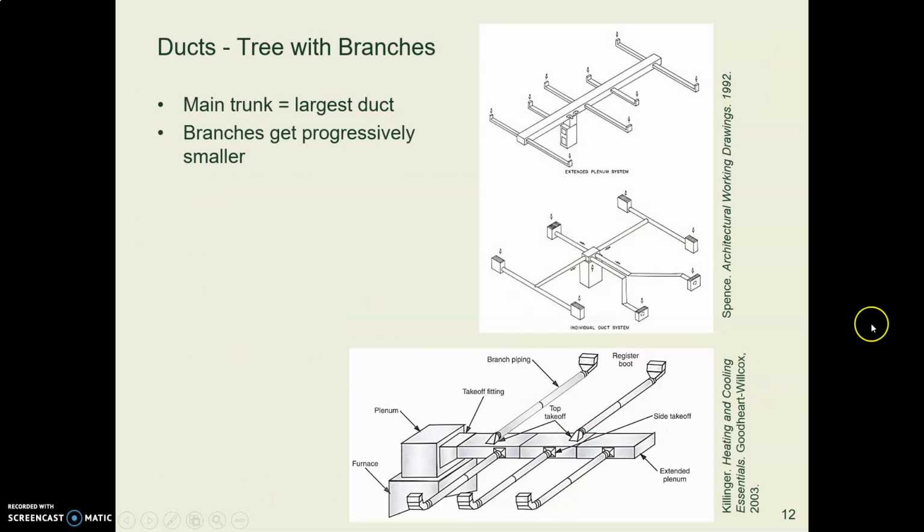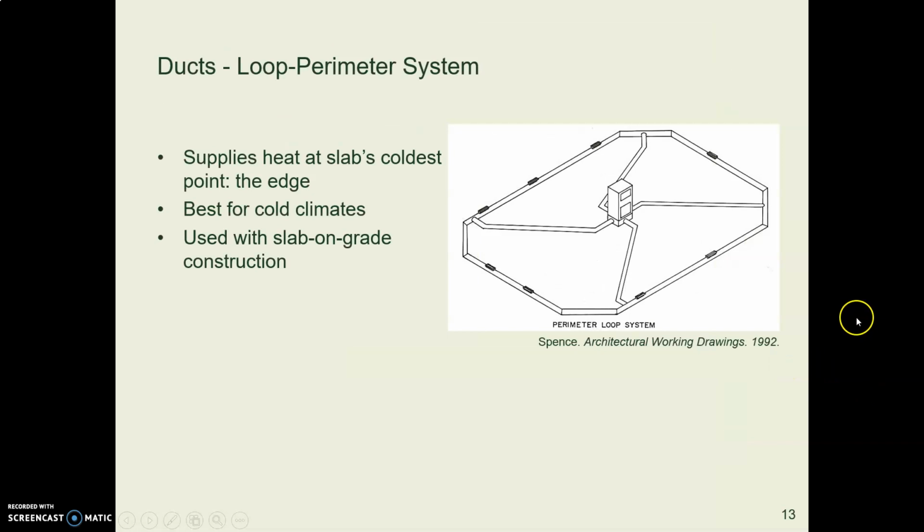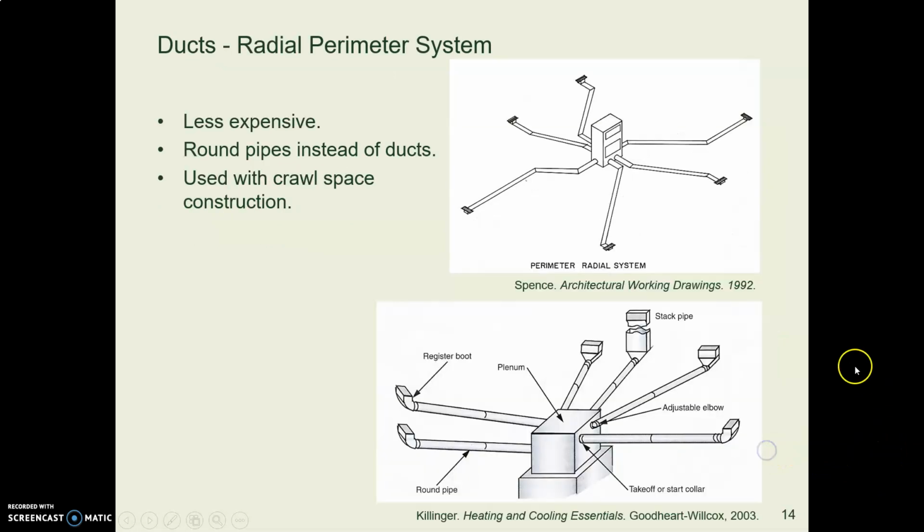And we can arrange them in different arrangements. The tree with branches idea, so a big trunk and some smaller branches, or a loop where we run the duct around the outside and put the supply registers against the wall. You'll see that especially if you're concerned about heating. Or a radial system like this. Whatever system we do, we're concerned about making sure this ductwork is big enough. If it's not big enough, you're going to get high velocity air, and so it's going to blow too fast and it's going to whistle. Nobody wants that.